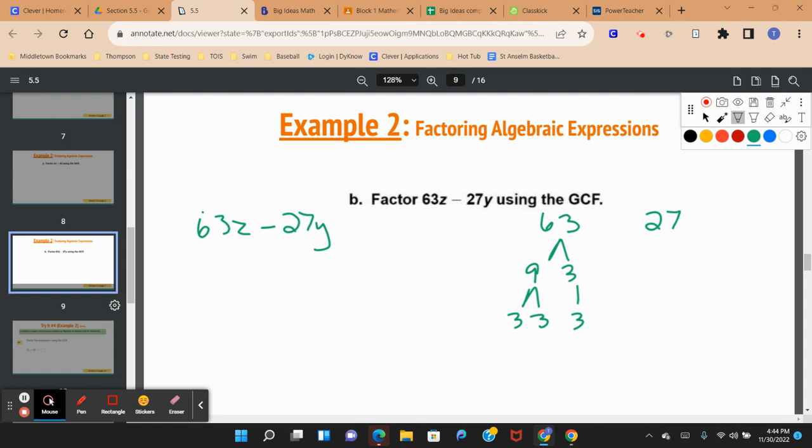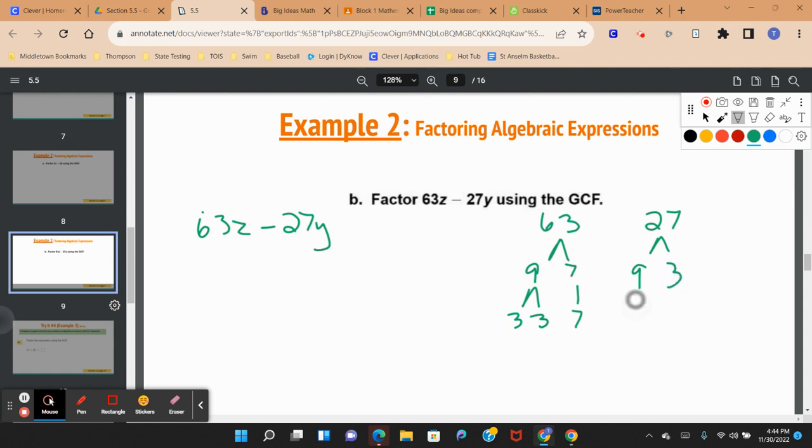Oh, nope, I did that wrong. No, that's right. Oops. 9 times 7. What was I doing? Oh, it's a highlighter. Okay. So 9 times 7 is 63. There we go. And then 27, 9, 18, 27, 9 times 3. That's what I was looking for.